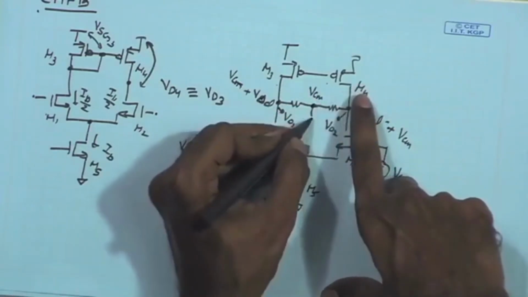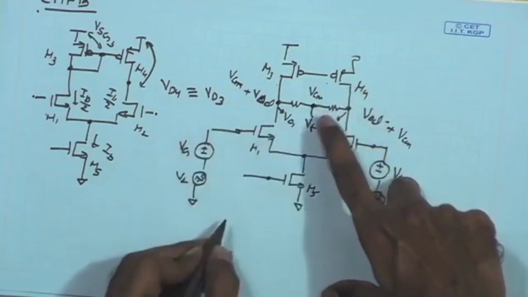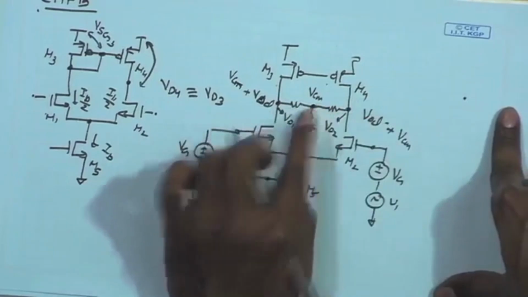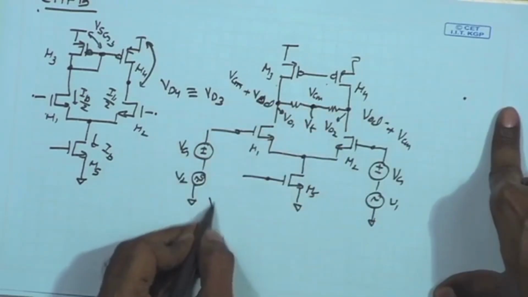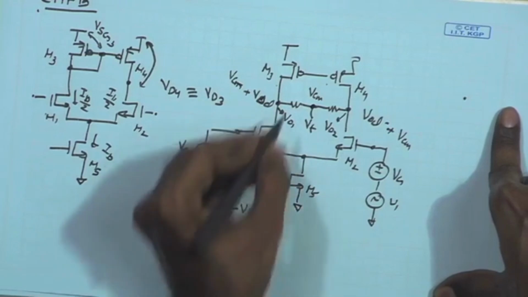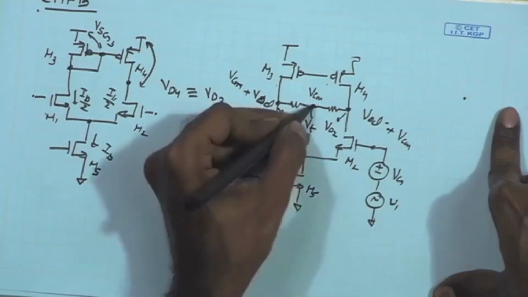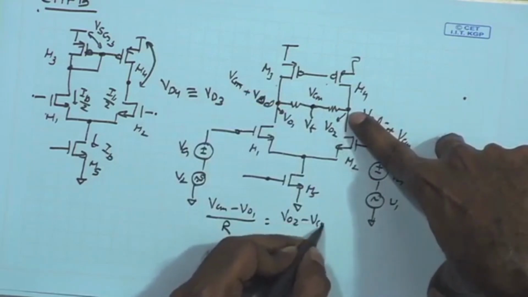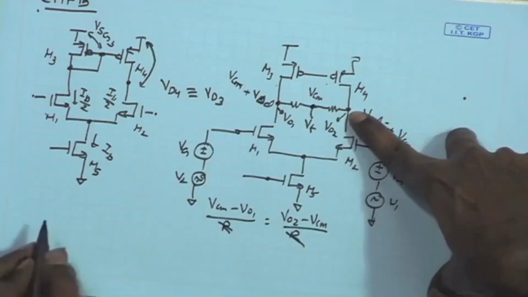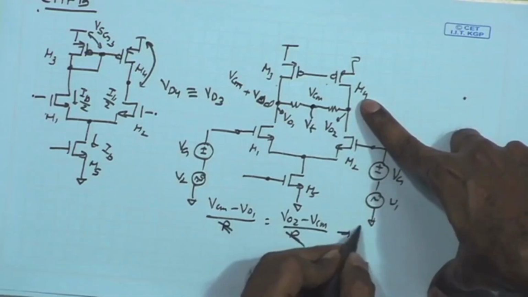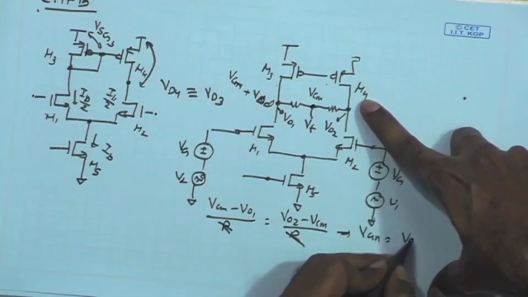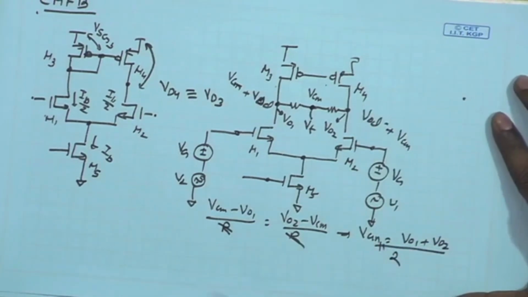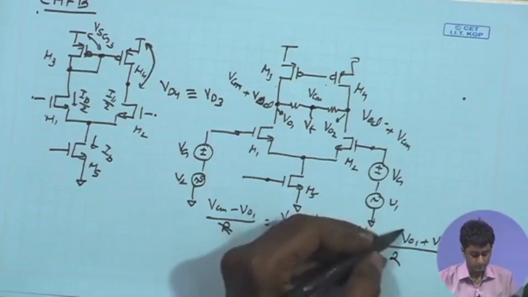So, if I write this as say VT, what is the VT? For that I will solve the KCL in this direction. So, you just have KCL being solved over here. I will write VCM minus VO1 upon this R, that should be equal to VO2 minus VCM upon R, being equal. We can say that the VCM is going to be VO1 plus VO2 by 2.